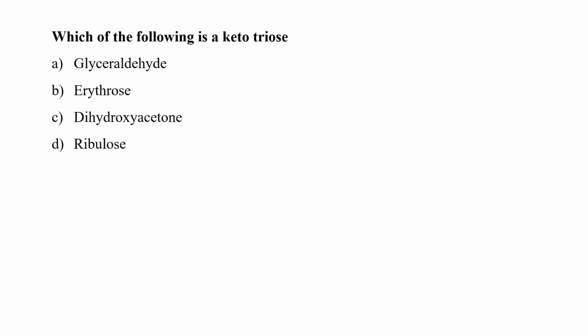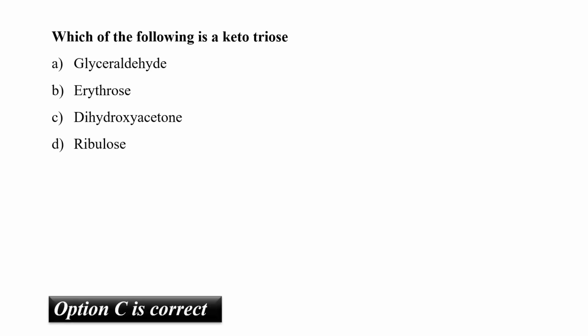Which of the following is a ketotriose? That's very simple. Dihydroxyacetone is a natural ketose. Other than that, another example of a keto sugar is sucrose, but that is a hexose. So option C here is the example of ketotriose. Remember, the aldose version of it is known as glyceraldehyde 3-phosphate.